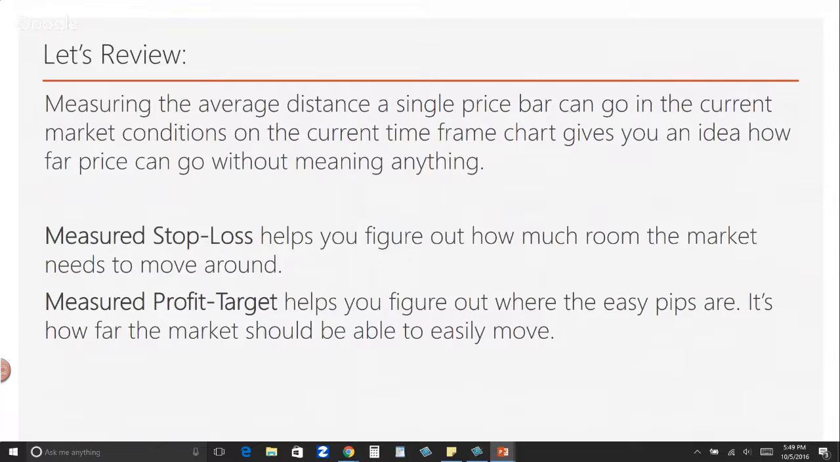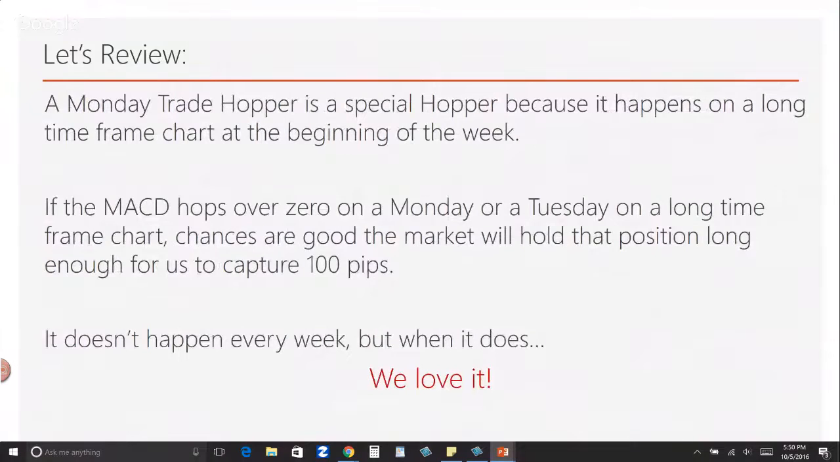Remember, we're measuring the average distance of a single price bar from high to low, just the average, not the biggest bar on the chart, not the smallest bar on the chart, but what's an average distance this market can travel. It gives us that in current market conditions, in the current time frame, and it gives you some ideas about how much wiggle room your trade is going to need for a stop loss, and also where your profit target should be so that you're sure to get that low-hanging fruit and get yourself out of the exposure to risk and capture your profit quickly.